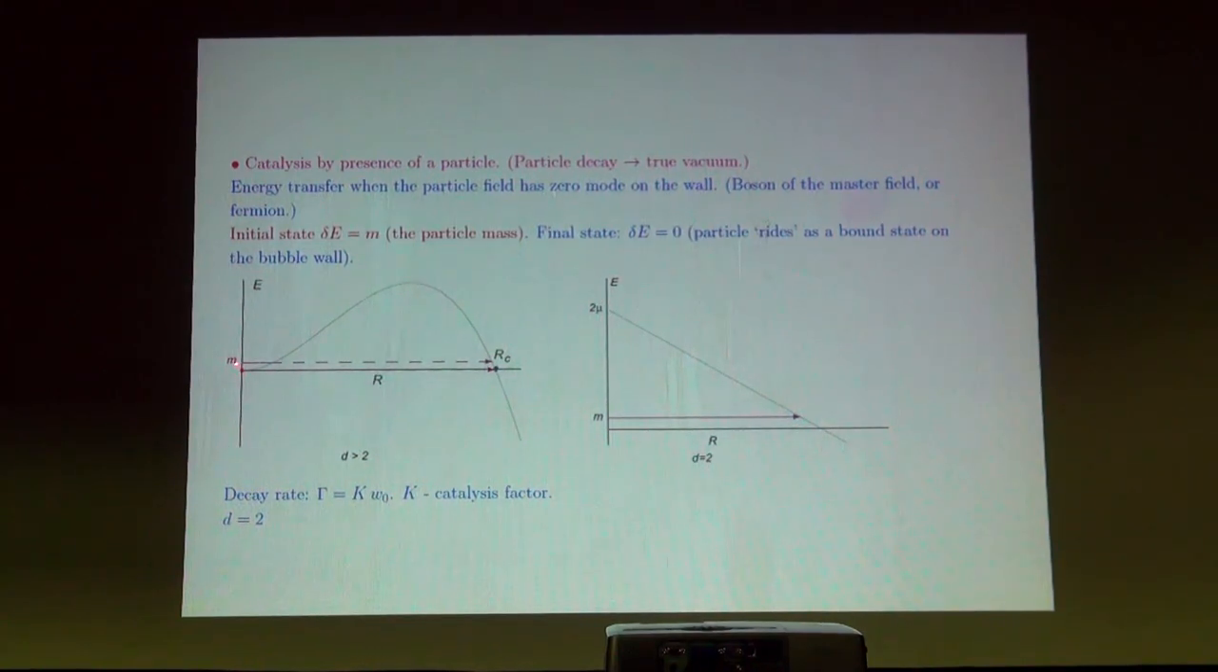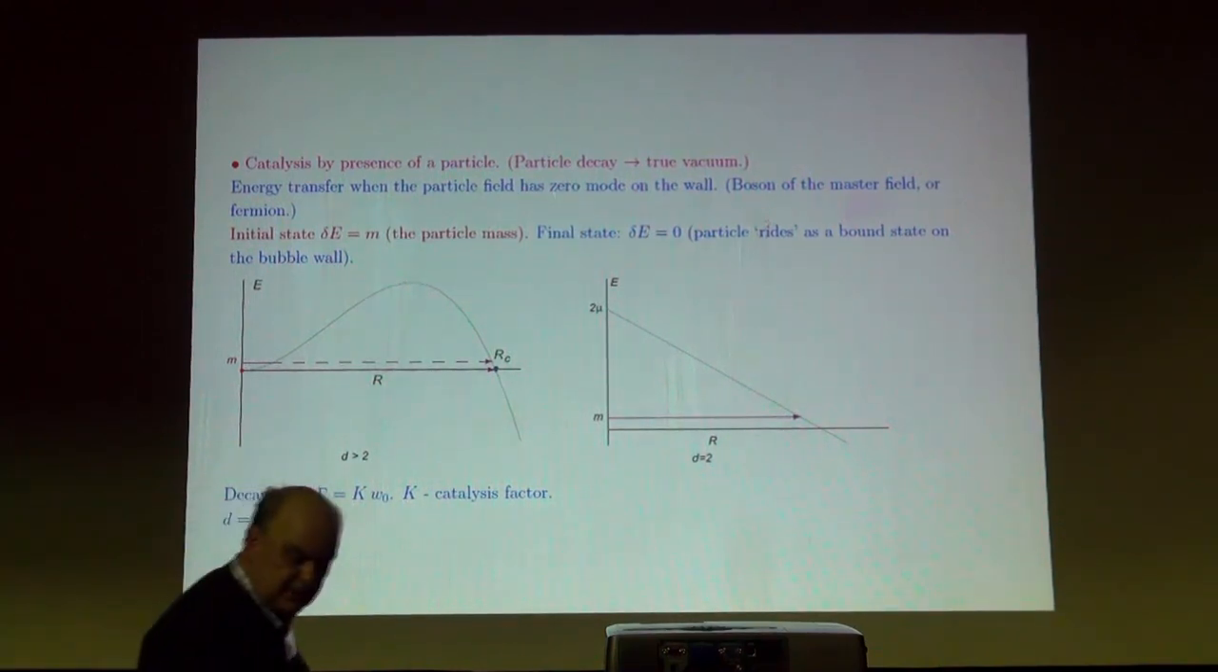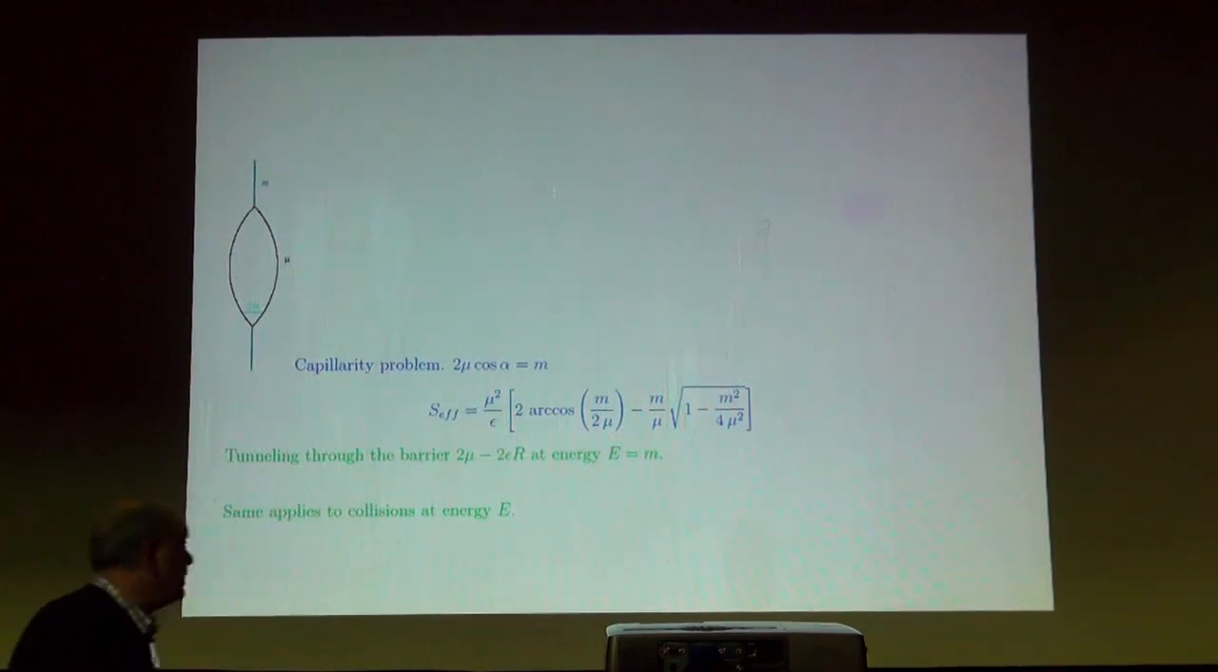Instead of starting with zero, which is the energy of the vacuum, we start with the energy equal to the mass of the particle. But in the end, there is no energy associated with the particle. It rides the wall of the expanding bubble as a zero mode. Okay. And indeed, the presence of such particles catalyzes the decay of the vacuum.